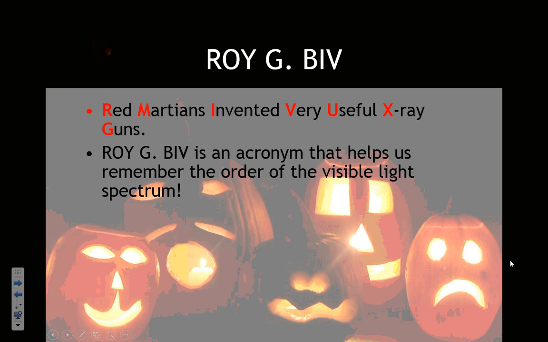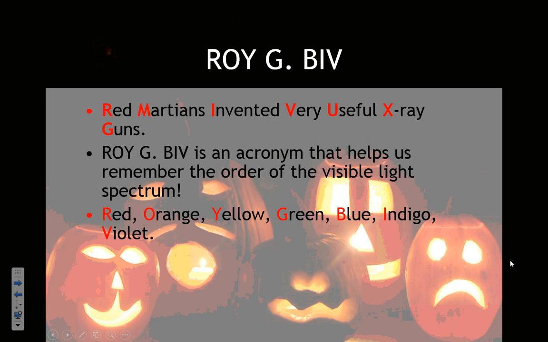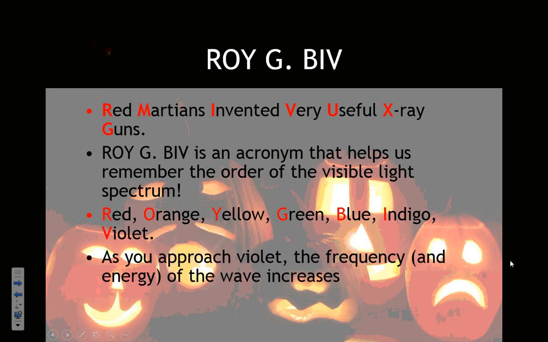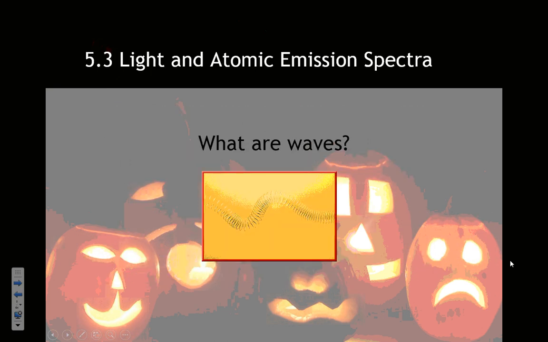And ROYGBIV is another type of acronym, but it's just one that most of you have heard to help us remember the visible spectrum in increasing frequency. As you approach the violet, the frequency, and therefore the energy of the wave, is increasing, and its wavelength is actually decreasing. So what really are waves?